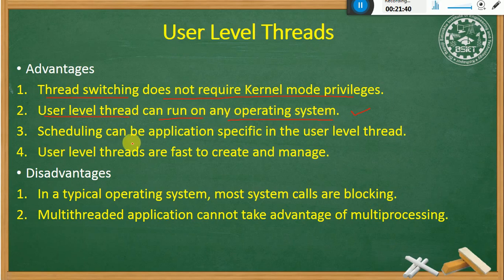Then scheduling can be application specific to the user thread. So scheduling is application specific. It depends upon the individual application. Fourth benefit, user level threads are faster to create and manage. So these are the 4 benefits of user level threads.